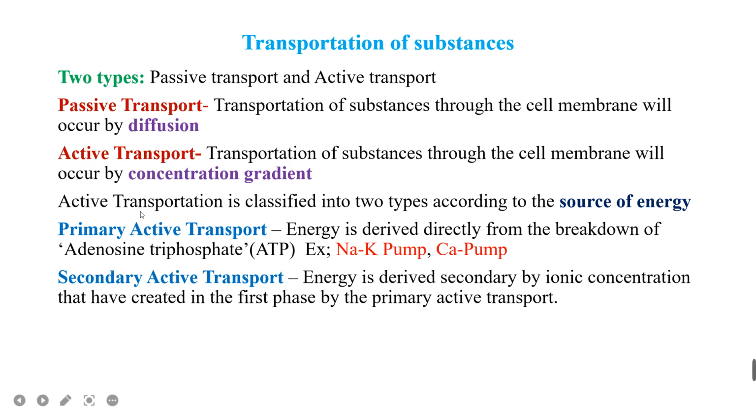Active transport is again classified into two types based on the source of energy. We need some energy for active transportation. Passive transportation occurs through the cell membrane alone, but active transportation requires energy. Primary active transport happens due to the breakdown of adenosine triphosphate, or ATP. The breakdown of the ATP molecule produces energy, and this energy drives primary active transport, for example the sodium-potassium pump and the calcium pump.